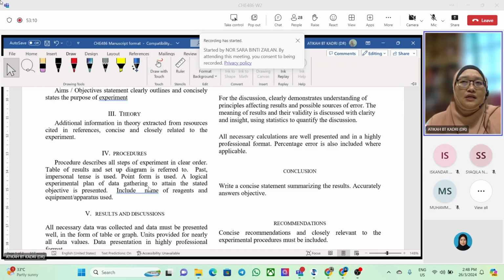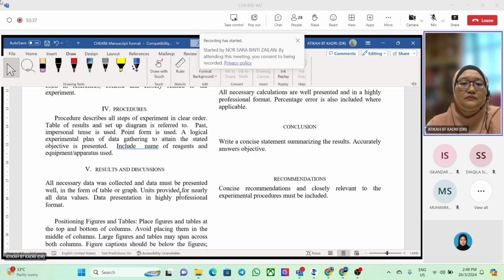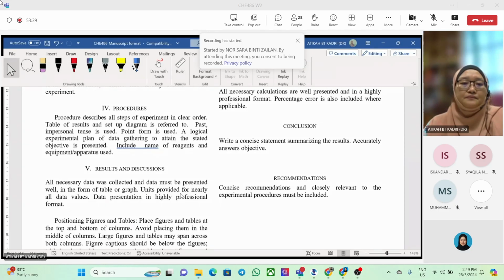And in the case you use any chemicals, please make sure that you include the reagents, the names of the reagents, or the equipment or the apparatus used. So under this procedure, you should also have your apparatus description. It's best for you to describe the apparatus in the form of a figure, okay, with proper labels, right?